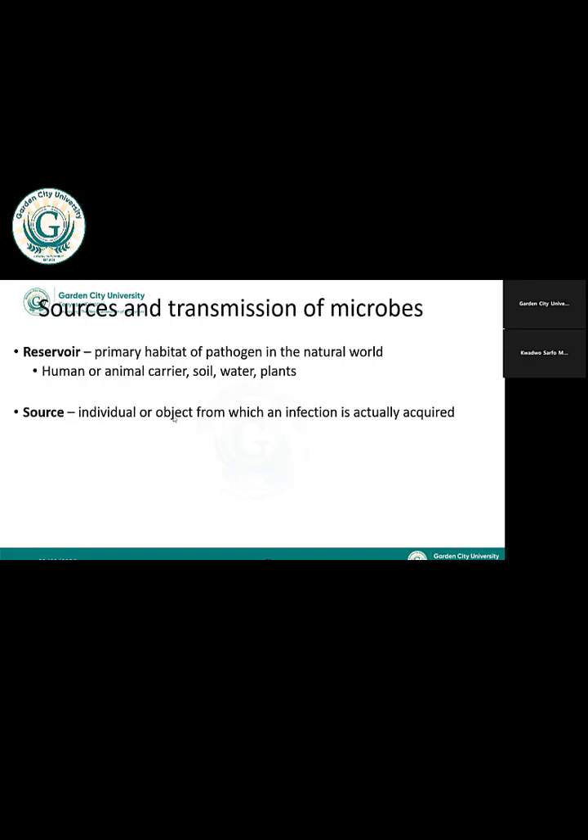The source is where the infection is actually acquired. So it can be an object, a sharp object that is contaminated with blood with the infectious agent on it. So if somebody has the infection, and then samples are taken, then you have blood on the needle. That needle could be an object, which is a source from which an infection can be acquired.